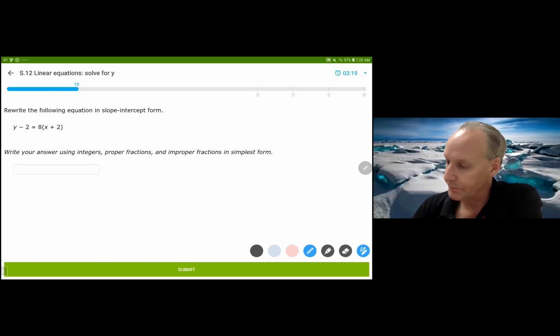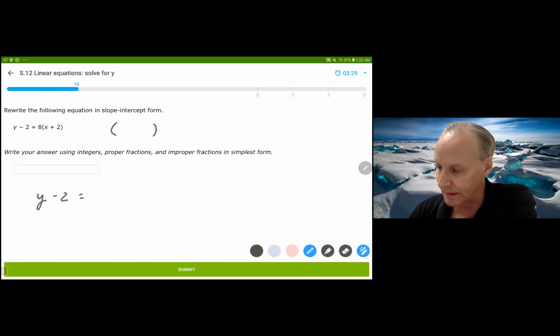Again, point slope form. See if you can figure out what the point is that zeroes out this point slope form. I'm going to go ahead and distribute my 8. I'm going to have y minus 2 is equal to 8x plus 16. I distributed the 8 to both parts. That is the distributive property of multiplication over addition. And I add 2 to both sides, and I get 8x plus 18.